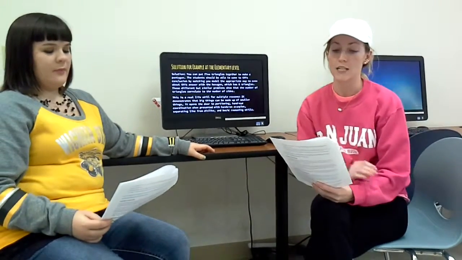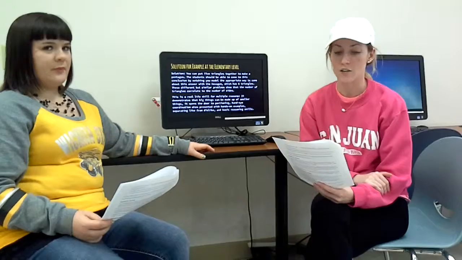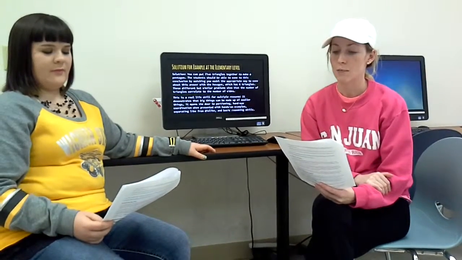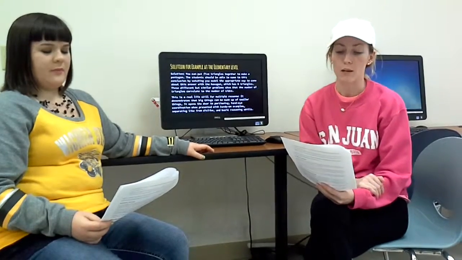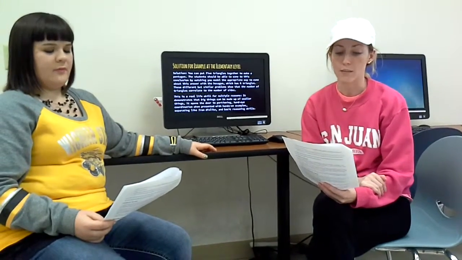So the solution for this example is simple. You can put 5 triangles together to make a pentagon. The appropriate way to come about this answer is with the hexagon, which has 6 triangles. The different but similar problems show that the number of triangles correlates to the number of sides.